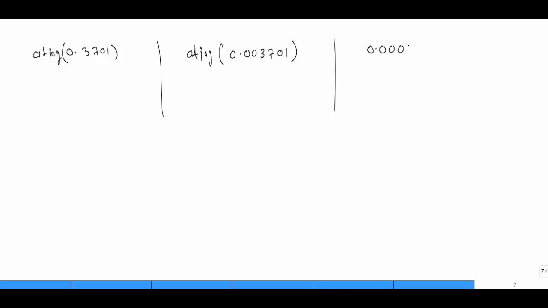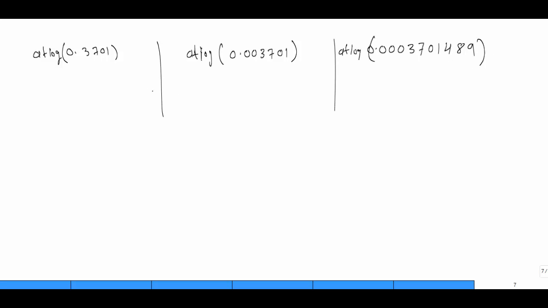Okay, see here, if we take some more examples, like 0.3701, what should be the antilog of this? Or we take one more example: what should be the antilog of 0.003701? Or if we take one more case, suppose it is 0.0003701489. We have to find the antilog of these cases.